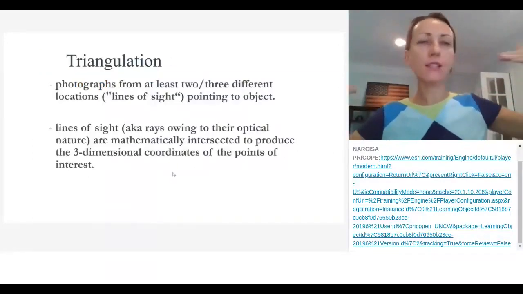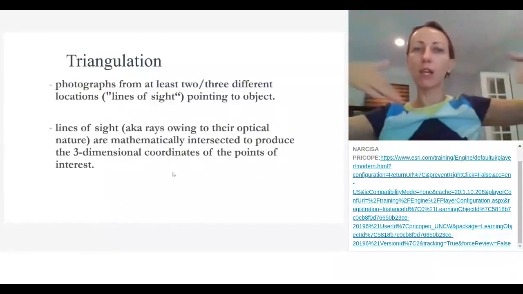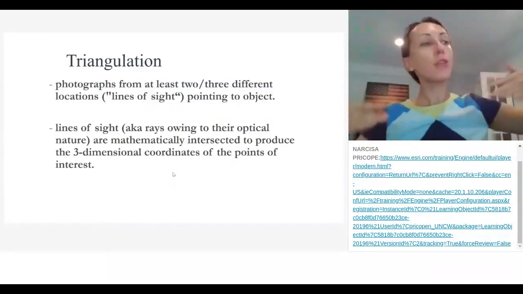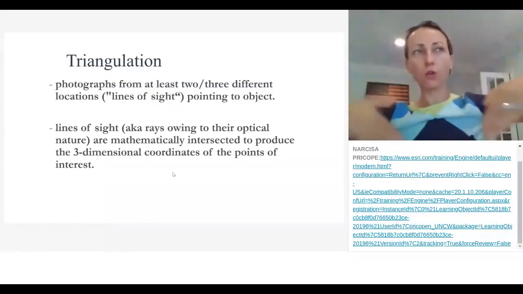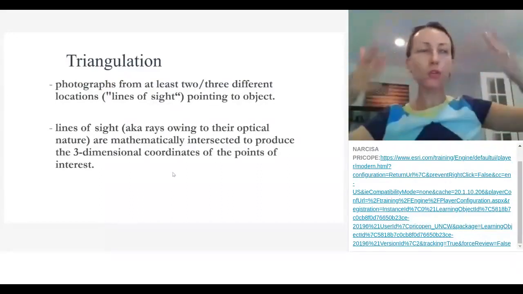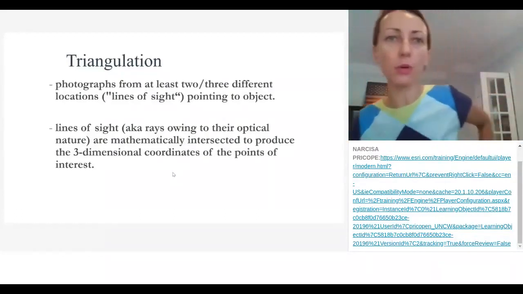So these angles are called lines of sight. So we're pointing to the same object from different lines of sight, right? So then we can mathematically intersect those lines of sight, those rays, those angles, and produce a three-dimensional rendering of what we were seeing. That's all there is to it, okay?